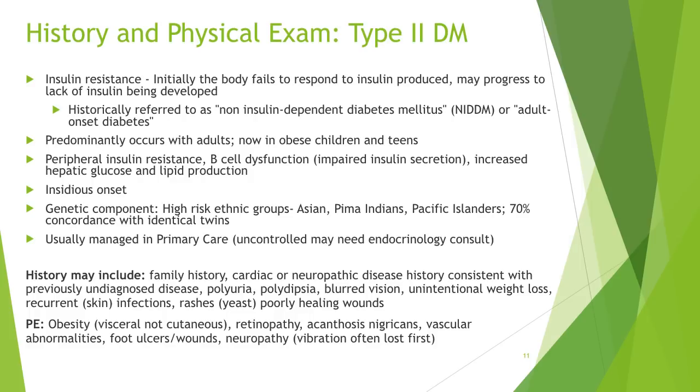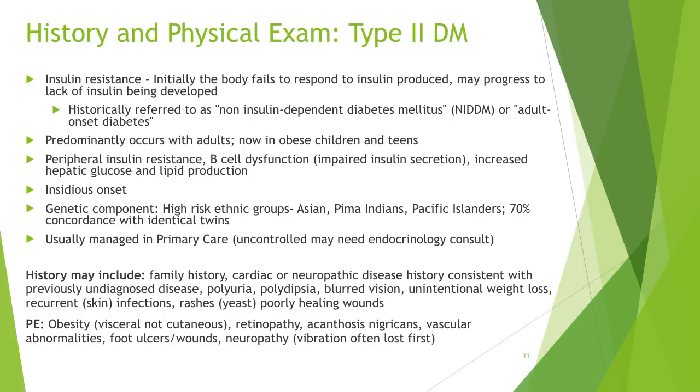Peripheral insulin resistance and B cell dysfunction, increased hepatic glucose and lipid production. There is a genetic component to these as well, and it also affects people in certain ethnic groups, such as Asians, certain Indians, and Pacific Islanders.